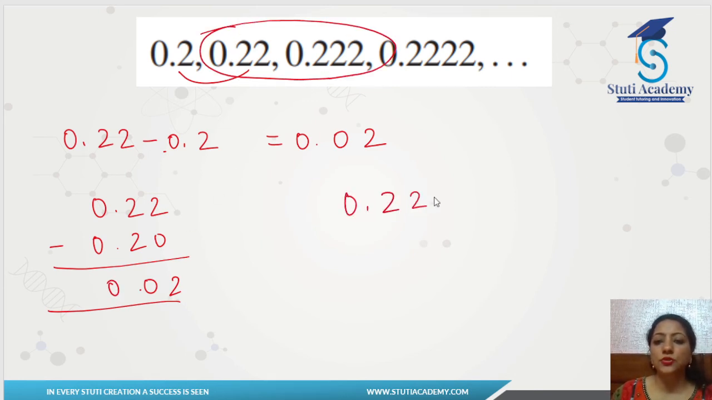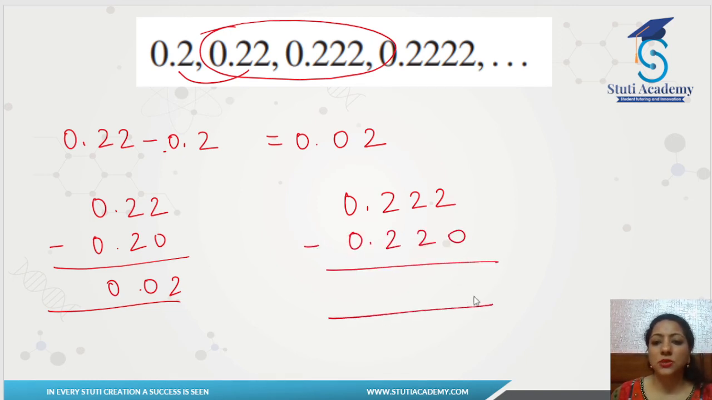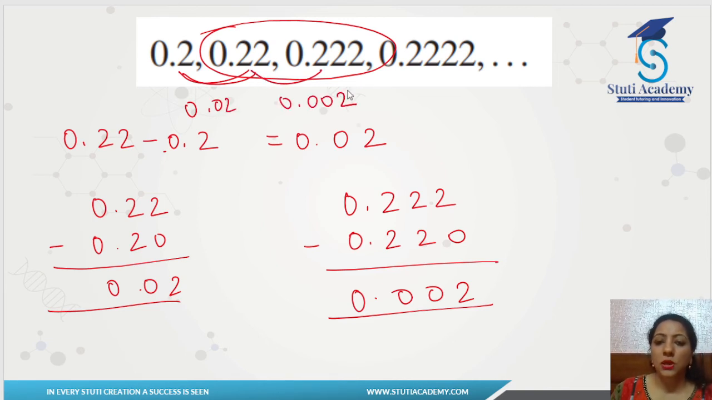If you solve for the difference, you will get 0.002. So the difference is different. Here we have 0.02, here we have 0.002. So we don't have any common difference. So it's not an arithmetic progression.